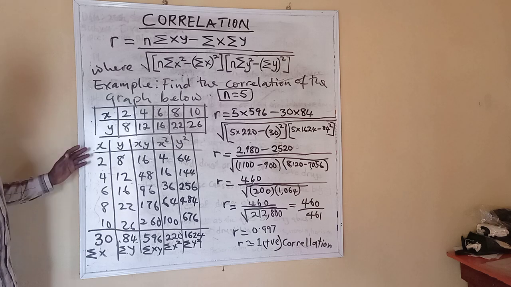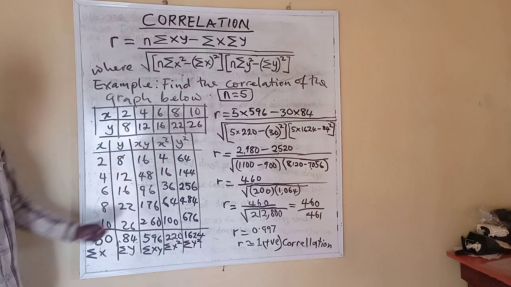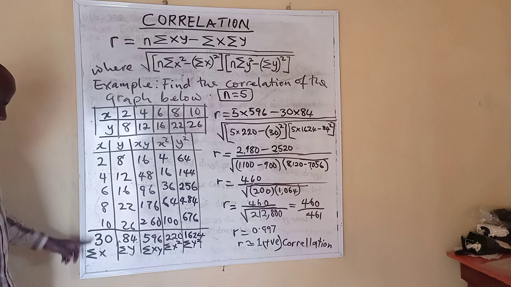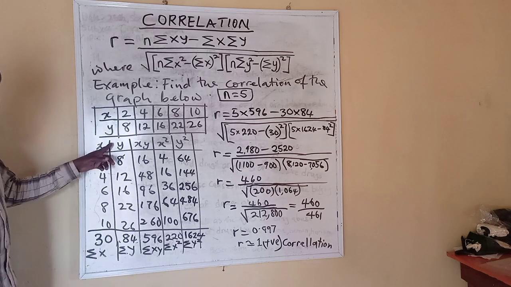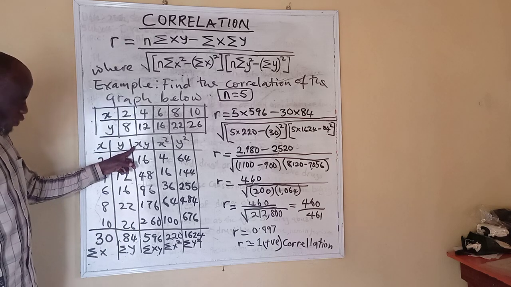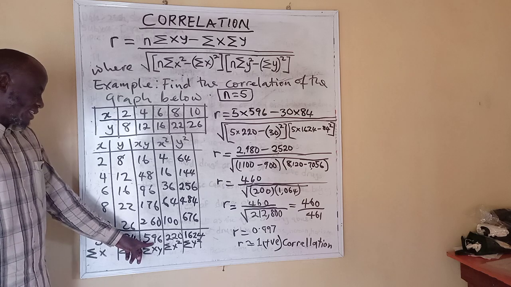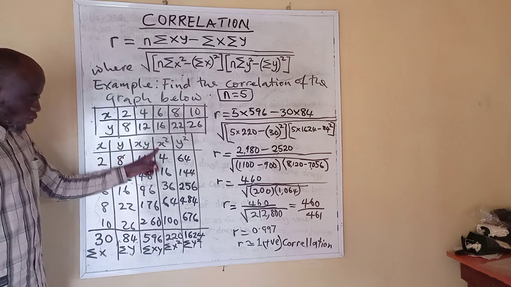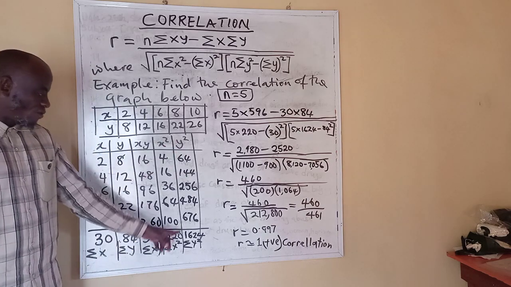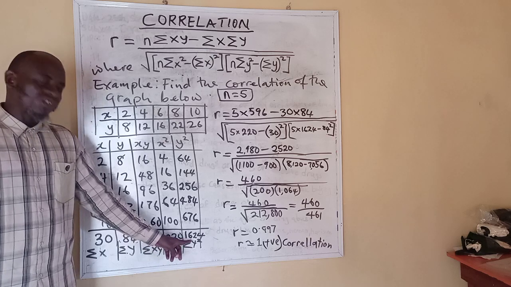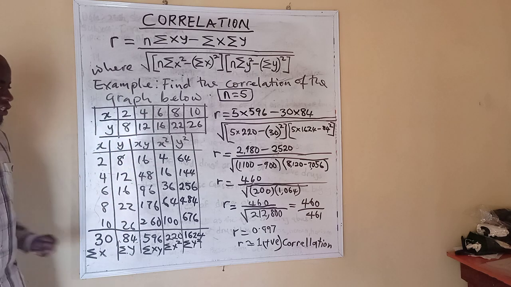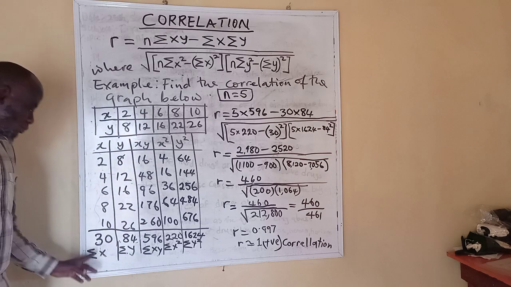Now, after inputting all your values in this table, you find the summation of all the x values. Summation of x here is 30. Summation of y here gives us 84. Then the summation of xy is 596. Then the summation of x squared gives us 220. Then the summation of y squared gives us 1624.